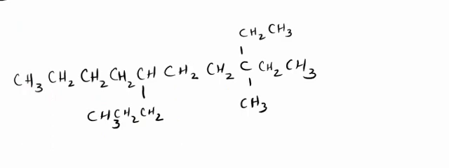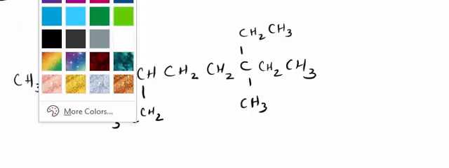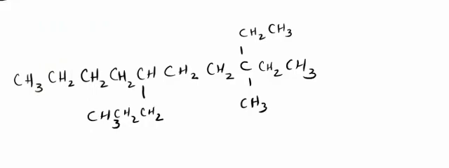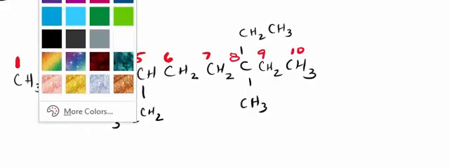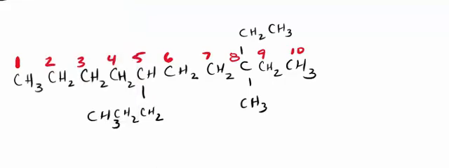Number 11, give the IUPAC name, again, attached image. So the image looks something like this. When I go to name it, I need to start with my parent chain. So I'm going to number it on top first: 1, 2, 3, here's 4. So I have 10 carbons long, and then I'm going to number it the other way. I'm going to start here.